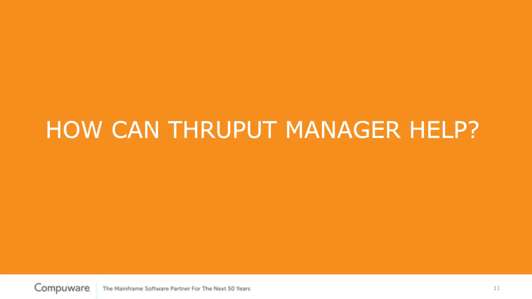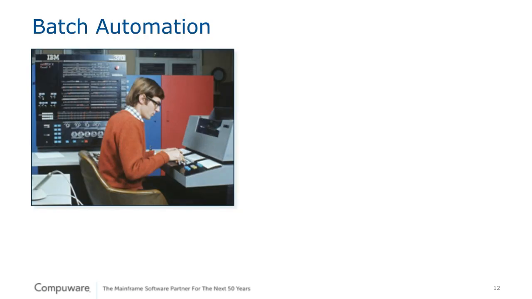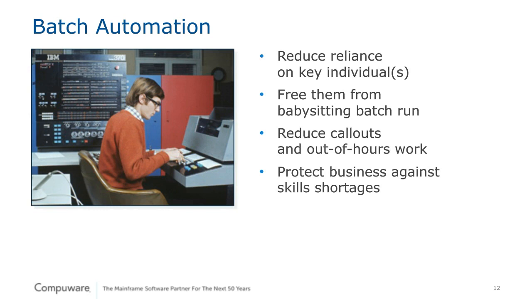And so how can Throughput Manager help? Well, the first thing that Throughput Manager can do is help automate the batch process. And by automating the batch process, you can reduce the reliance on manual inputs, reducing the amount of errors that you might have. It also helps to capture that knowledge from your workforce that may be retiring and help to codify it so that you can continue to run and rely less on personnel.